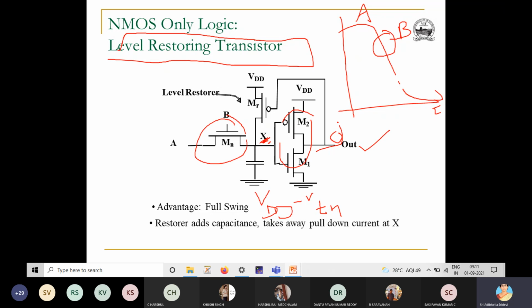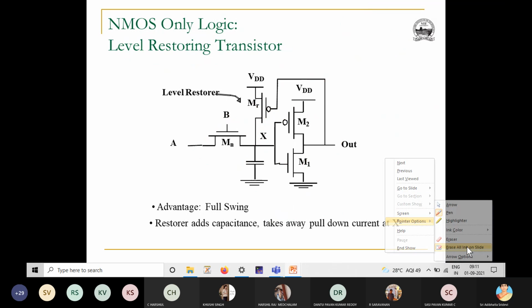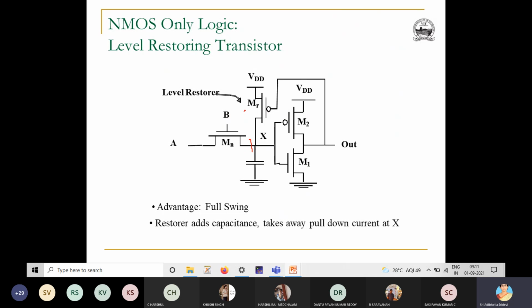Output is 0. So if you give a 0 to this PMOS FET, what will happen? It will be on. When it is on, automatically it acts as a short circuit. So this point X is tied to VDD. See here, point X is tied to VDD. Do you understand? When this is on, X will be tied to VDD. So what will be the voltage at X? Voltage at X will be VDD. So that's why we call this a level restoring transistor.